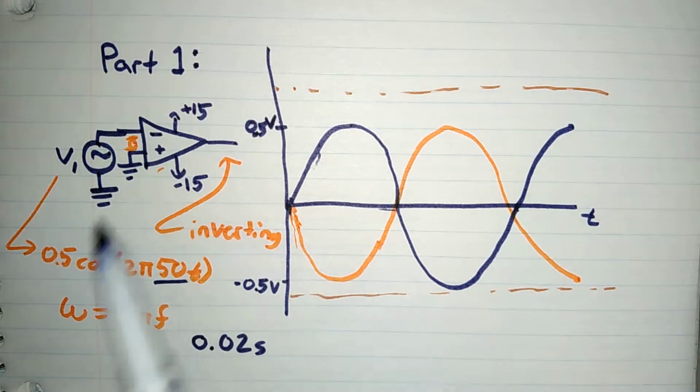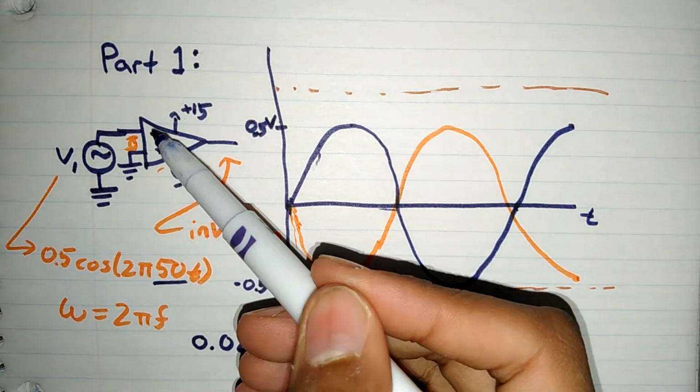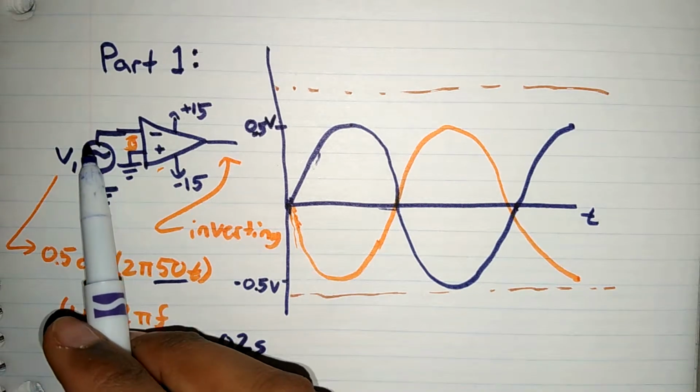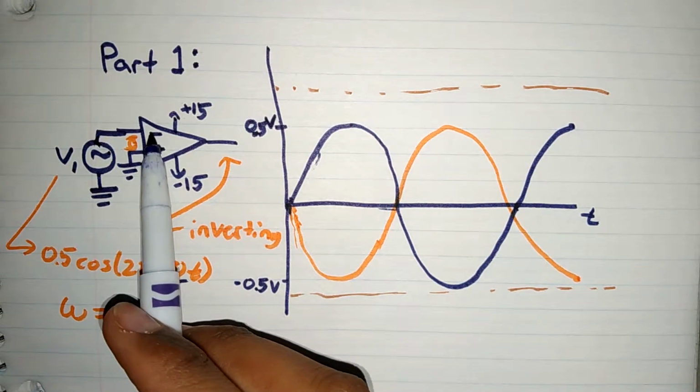In other words, if this is V1 and this is 0, then what's the difference? The difference is negative V1, because 0 minus V1 is going to be negative V1. So this is going to be inverted. And you can see that because this V1 is connected to the inverting input, the negative.